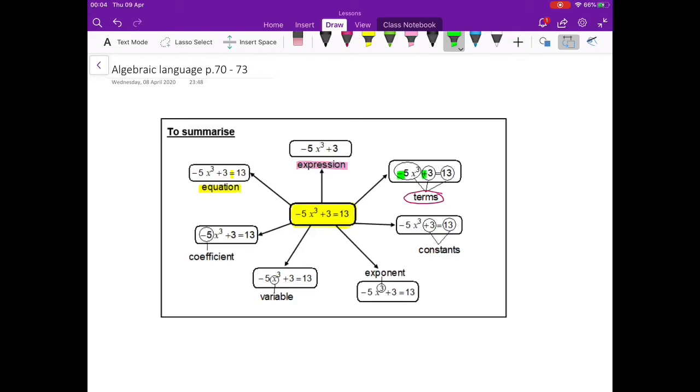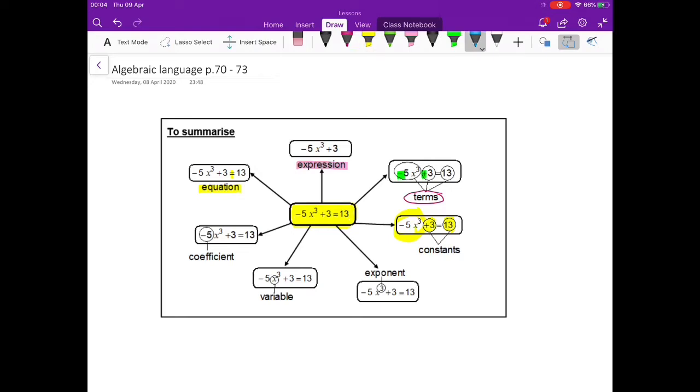Right, constants. A constant is something that can never change. So 3 is a constant, 13 is a constant because it never changes. The value of this would change depending on what value we assign to x.